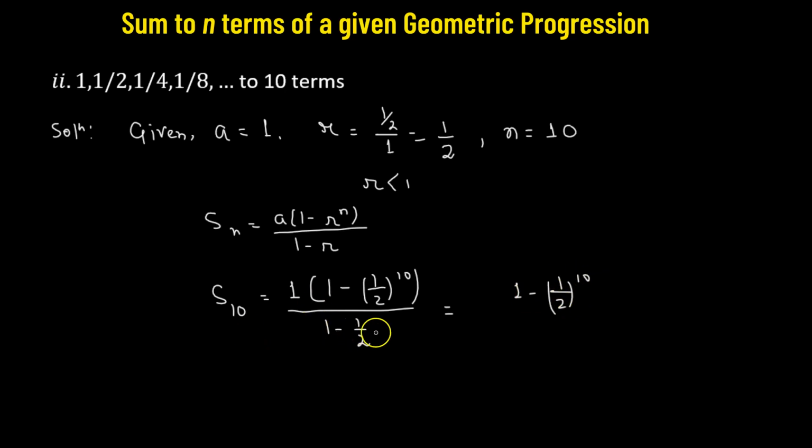So here we have 1 minus half, which is actually half. So this goes and is multiplied with the numerator to give us 2 times 1 minus half raised to the power of 10. We'll leave this value as it is. You can also use a calculator to obtain the value, but this is going to be the sum up to the 10 terms. Let's move on to the third problem.